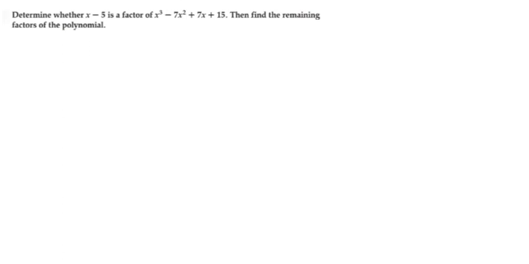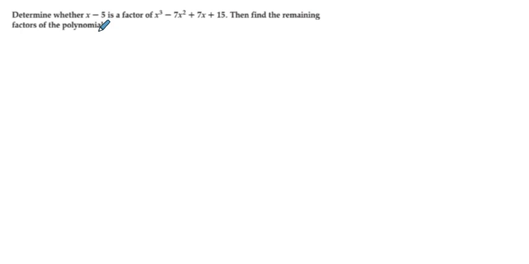Okay, let's get going on this. So this first question here, well, our second question says determine whether x minus 5, so this right here, is a factor of this. All right, we know how to do that now. We just talked about that, so we'll practice that again. Then find the remaining factors of the polynomial.